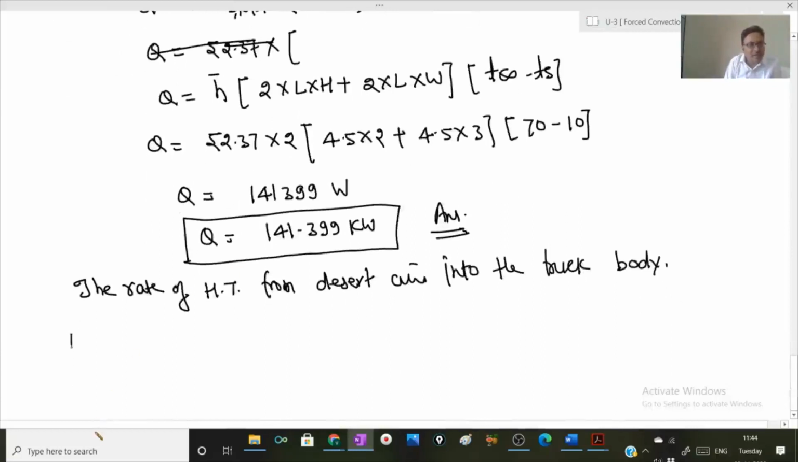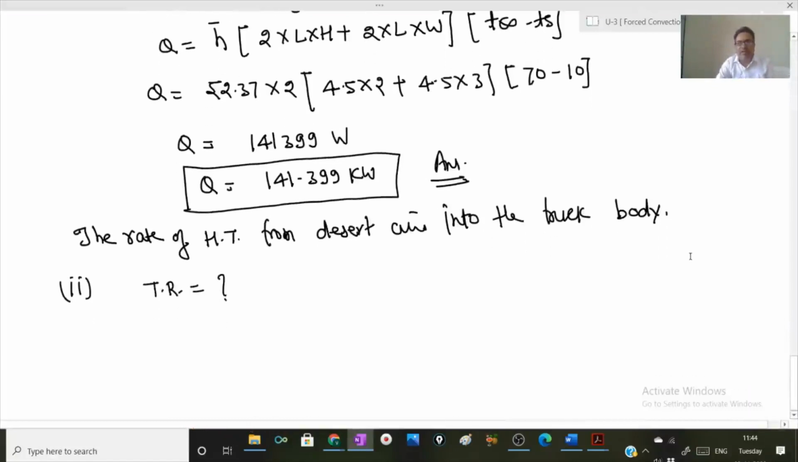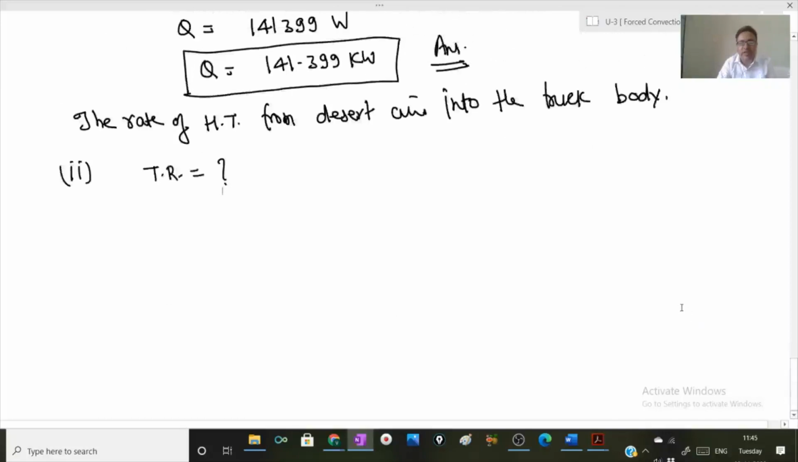Now number 2. What is asked? Tonnage of refrigeration required. Now all of you have studied the working of a refrigerator. Okay. What is a refrigerator?